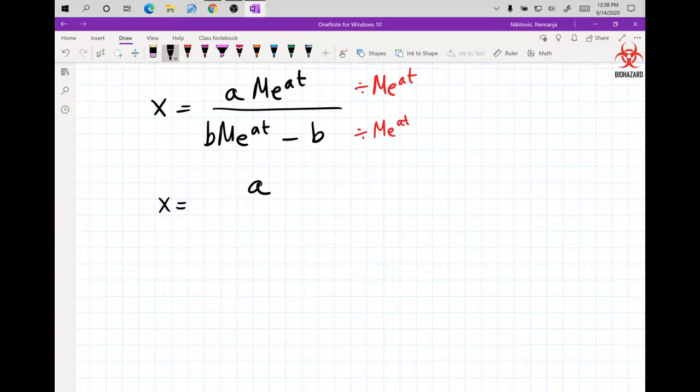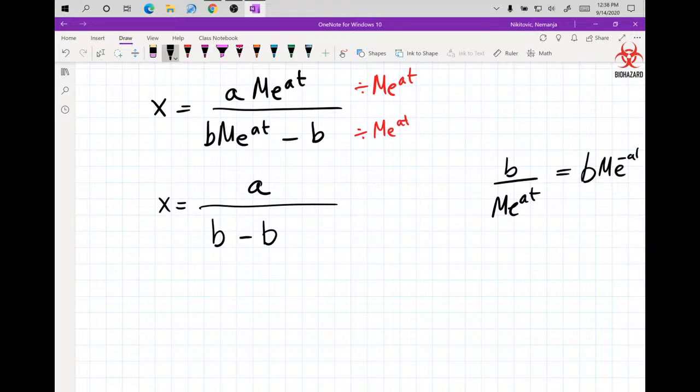Look what I get. The top meat just canceled, so you just get a. And on the bottom, the meat cancels. You get b minus b times meat, but you will have a negative exponent because it will be b over meat. And if you bring meat upstairs, it will be b e to the negative at. So it's no longer meat, it's now e to the minus at. There we go.